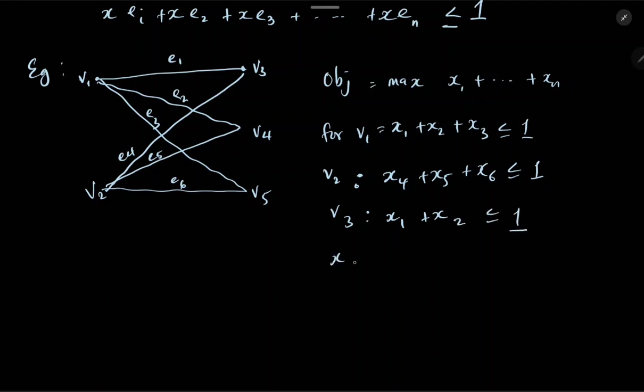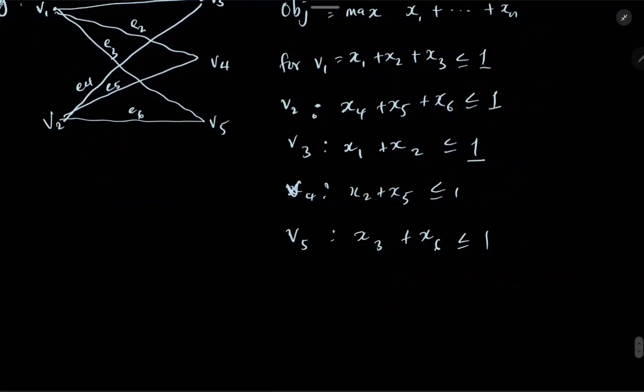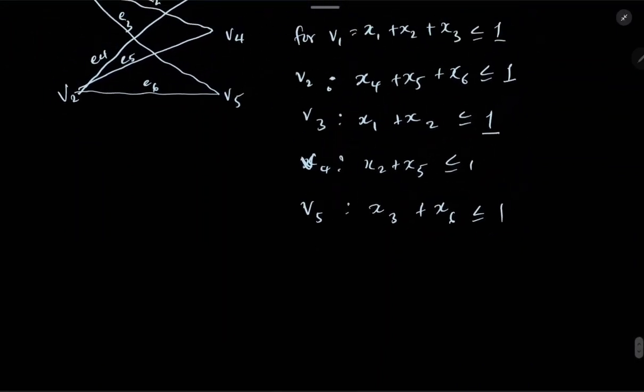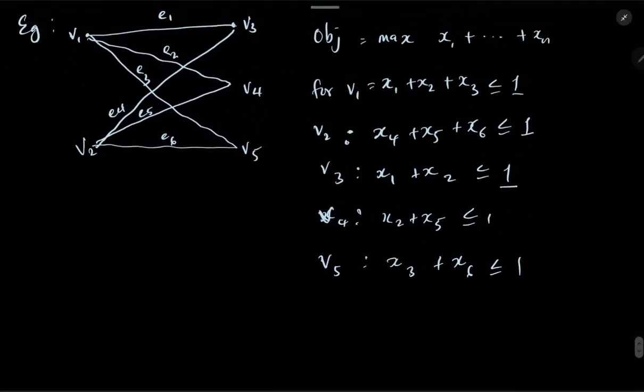And we are going to continue all the way to vertex 5. This would be x2 plus x5 less than or equals 1. Vertex 5 would be x3 plus x6 less than or equals 1. So having said that, we also remember that x1 can either be 0 or 1.